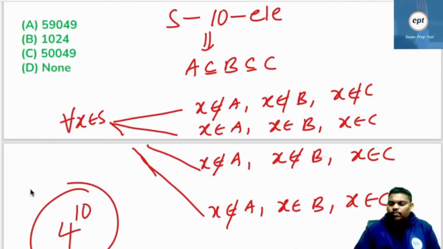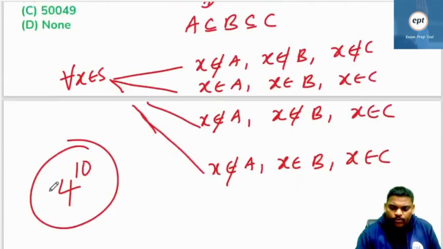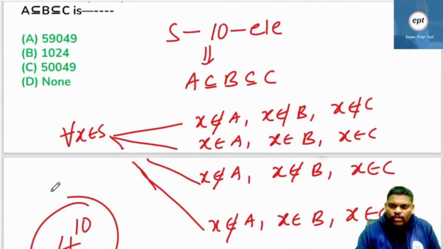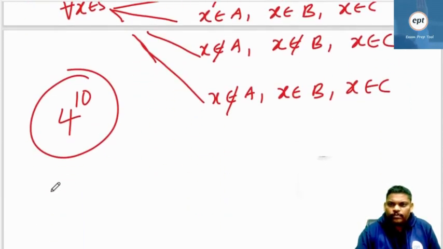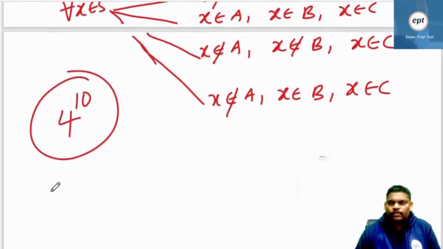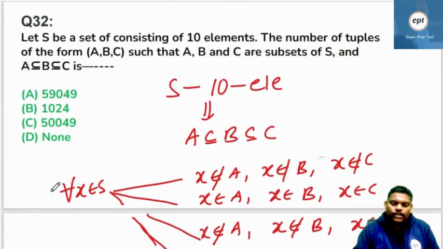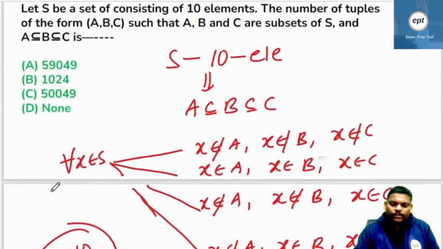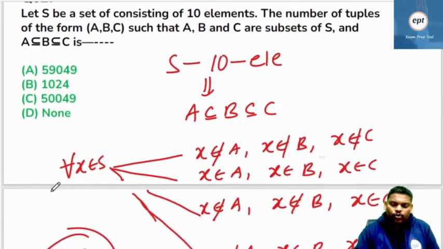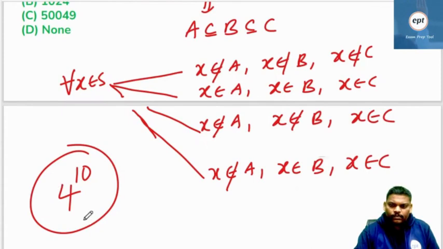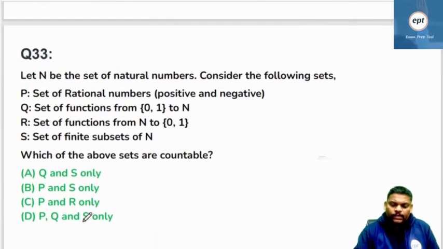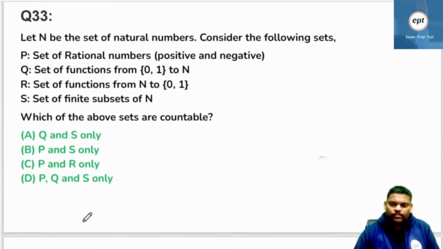If you are okay with problem number 32, Diksha, I can go to the next problem. Can we move to the next, 33? 32 is 4 power 10. Can you go to 33? Try, what is the 33 answer?